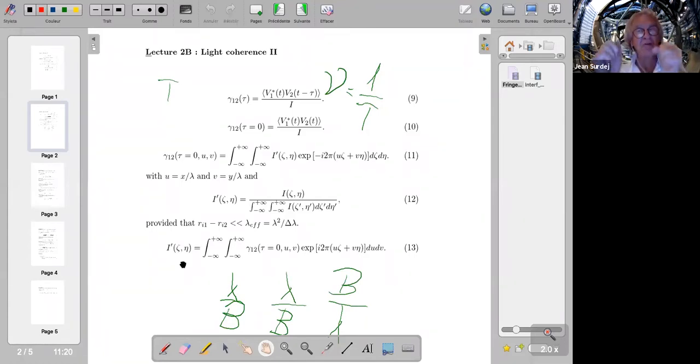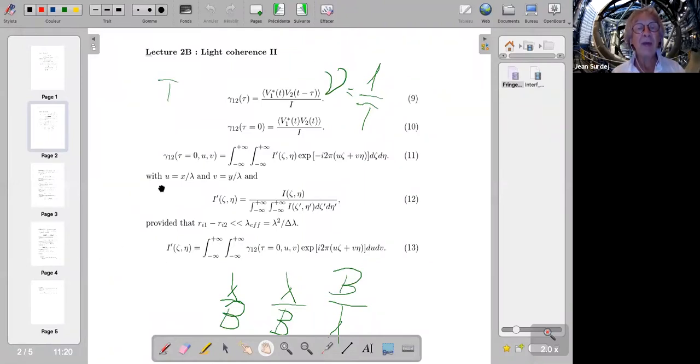So with very few baselines, maybe 3 or 4 different baselines, you would measure the contrast of the fringes, and you would be able to find out what is the orientation, what is the angular separation, and what is the flux ratio of the two stars that you cannot resolve with a single aperture, but that you are resolving with your interferometer.